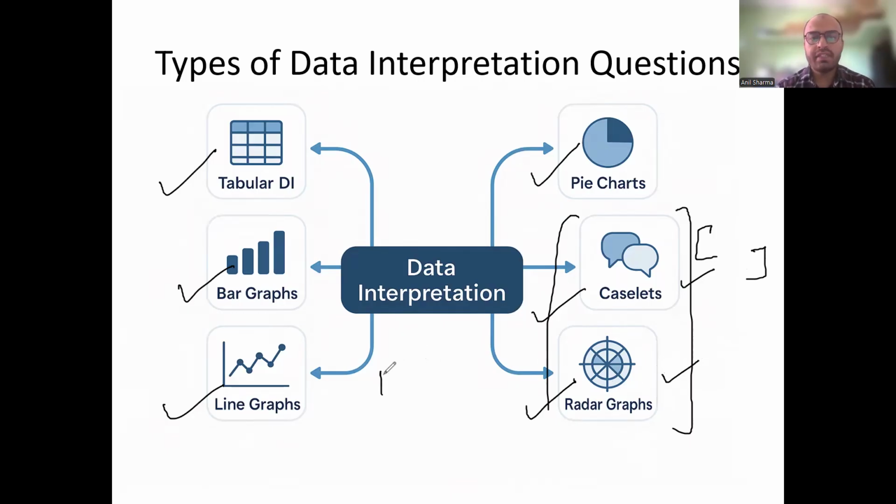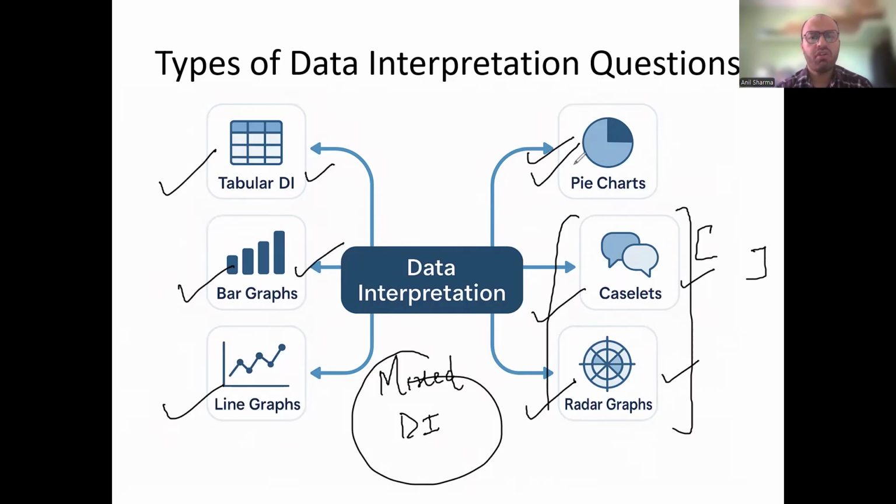Along with this, today we will solve one question on mixed DI. This is also very important. Apart from these six, mixed DI is also there. What is the meaning of mixed? As you know, mixed means a combination, either a table or a pie chart, a bar graph or a pie chart, or a bar graph or a line graph. That is called mixed DI. That is what we will understand in today's video lecture. I hope these types of DI are clear to you guys.